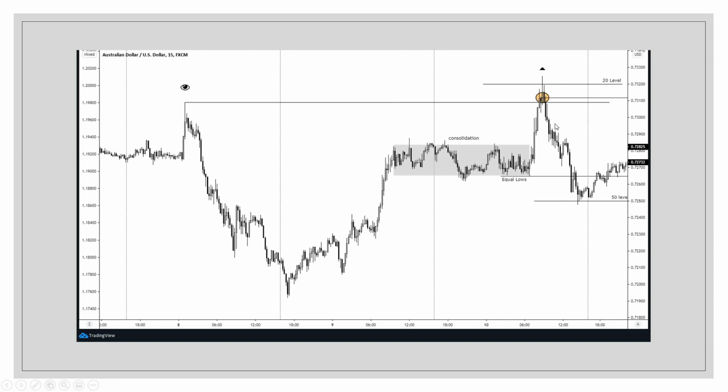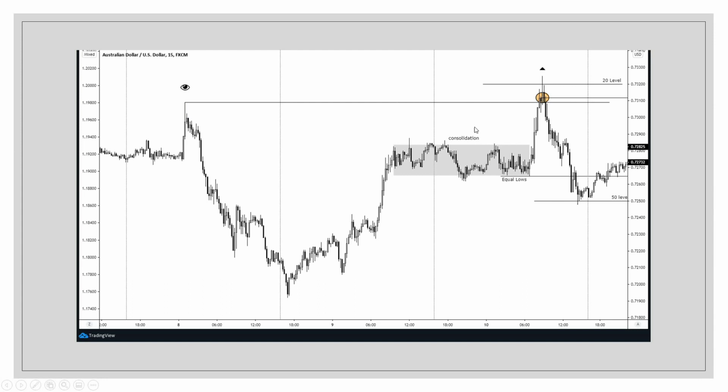Price rallied and then collapsed, moving from that 20 level down to the equal lows and smacking that 50 level right here at 72.50. So about 70 pips intraday for Australian dollar.